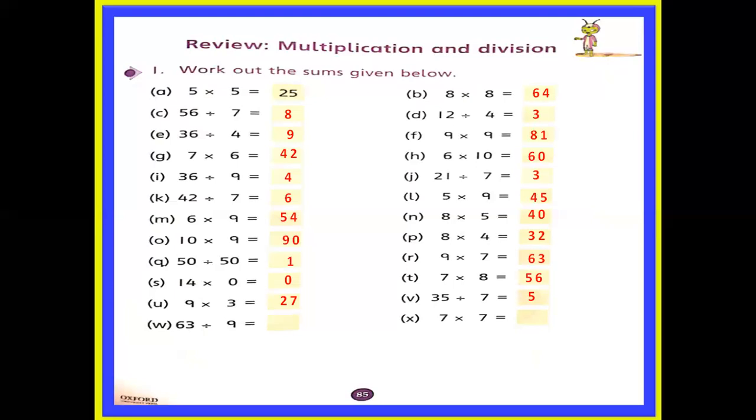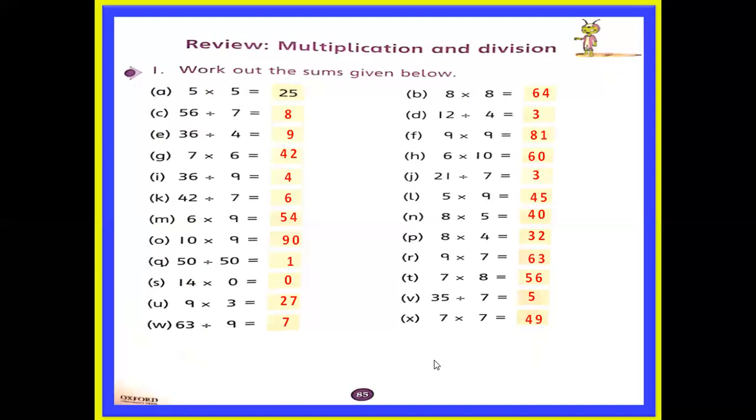Again, 9 ones are 9, 9 twos are 18, 9 threes are 27, 9 fours are 36, 9 fives are 45, 9 sixes are 54, and 9 sevens are 63. So 63 comes after multiplication, 7. And 7 sevens are 49. Read the table of 7 up to 7, 7 sevens are 49.